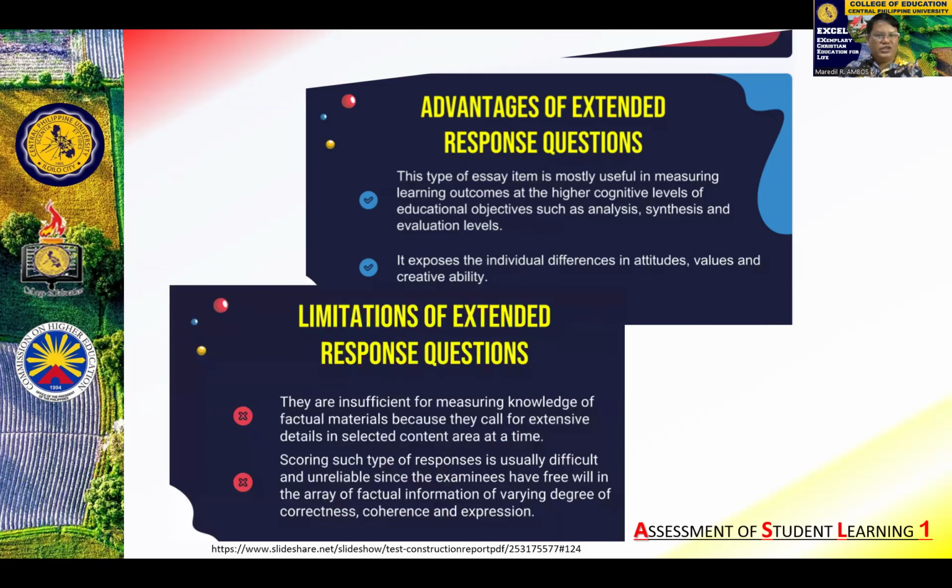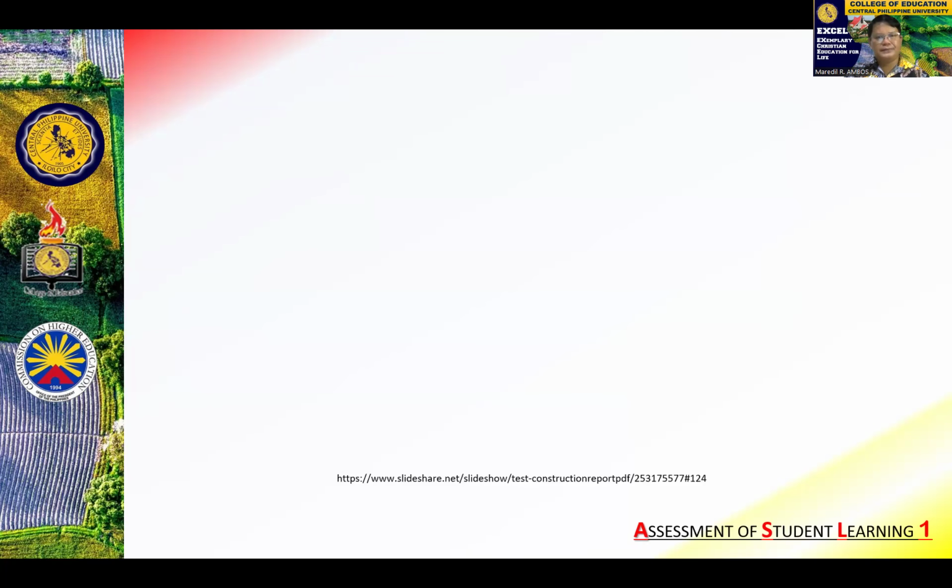For the limitations of extended response questions, they are insufficient for measuring knowledge of factual materials because they call for extensive details in a selected content area at a time. And scoring such type of responses is usually difficult and unreliable since the examinees have free will in the array of factual information of varying degree of correctness, coherence, and expression.